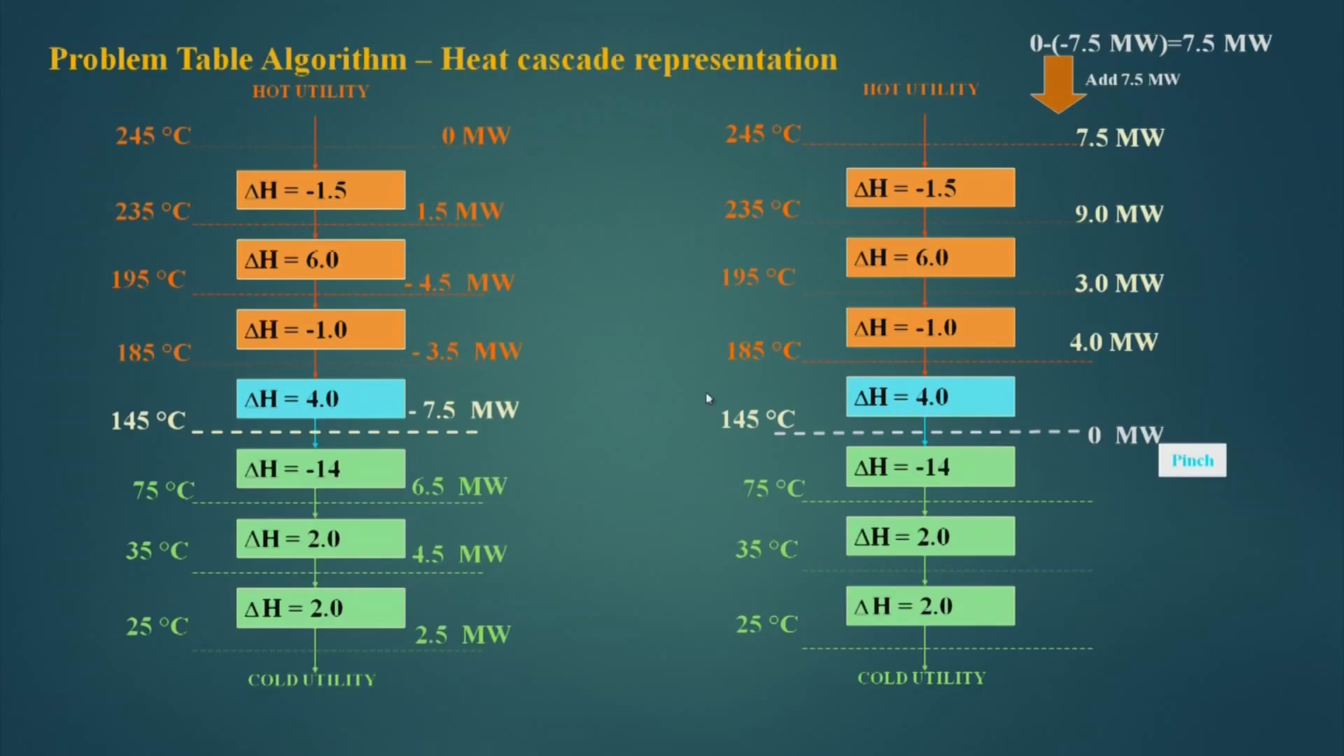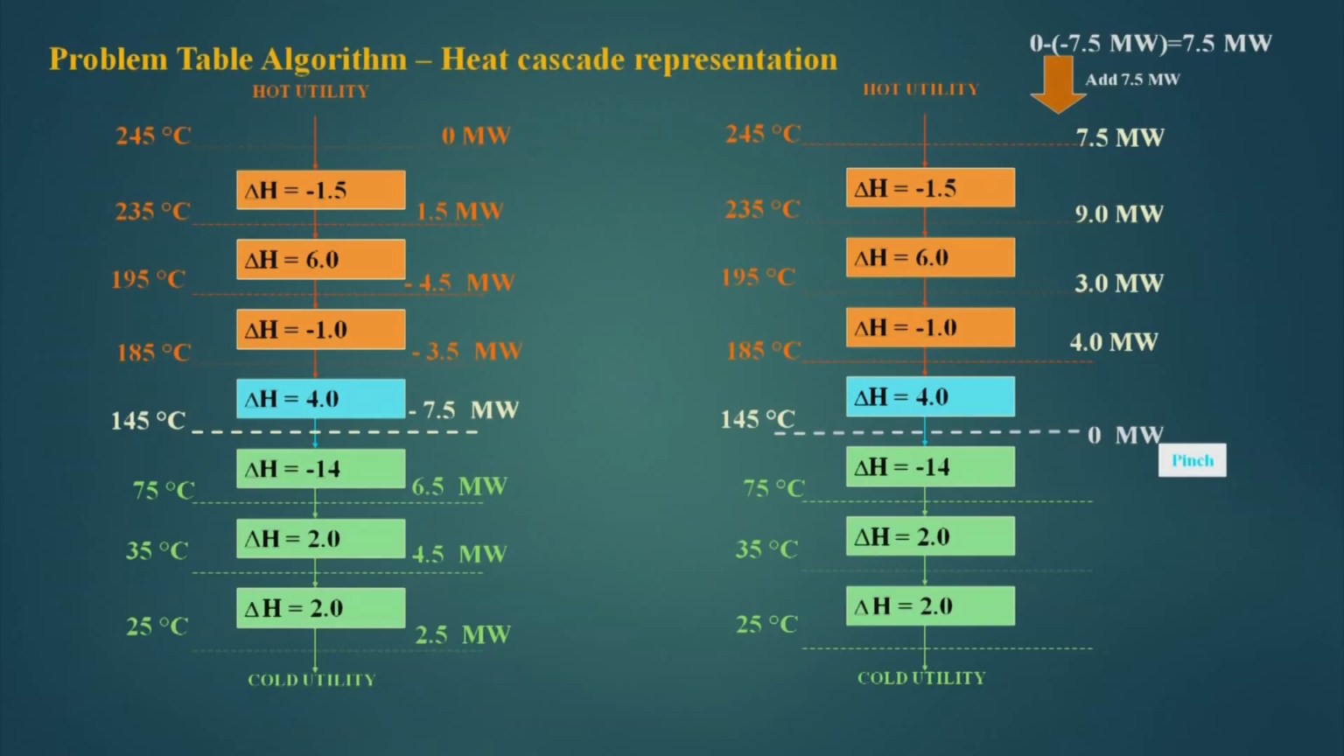But this 145 degree centigrade is a shifted temperature, it is not the actual temperature. So, to find the hot pinch temperature, we will add delta T minimum by 2 to this. So, it becomes 150 degree centigrade, and for the cold we will do the reverse, that means we will deduct delta T minimum by 2, which is 5 degree in this case, and so it becomes 140. So, 150 minus 140 is 10 degree centigrade.